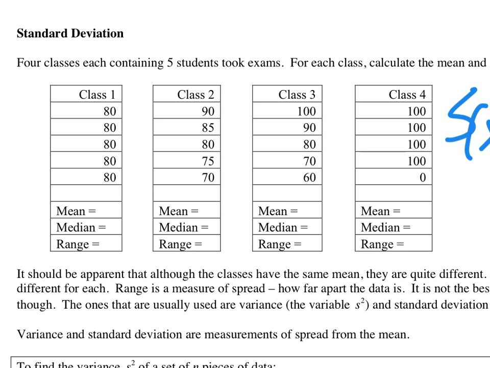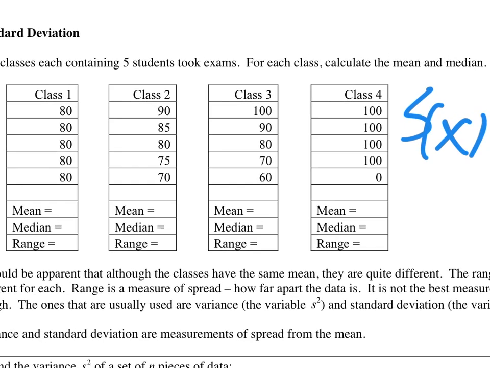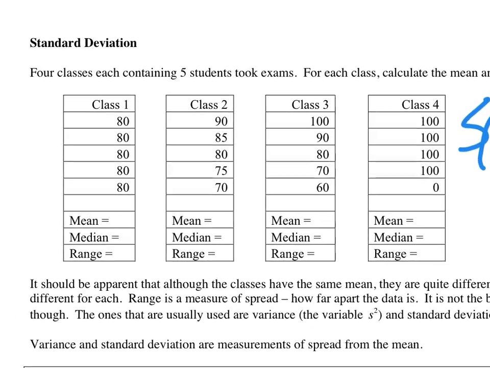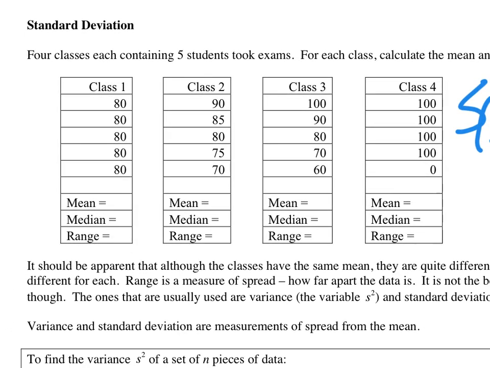So, quickly, make a list 1, 2, 3, 4. Where's the 5th one at? I don't see 5 classes. I see 4 classes. I'm sorry. Let's read it right. It helps to read the directions. 4 classes, each containing 5 students, took exams. Well, I did say there was 5 in each class. So there's 4 classes. So I just need the mean, the median, and the range of each of these classes. I'll let you tell me when somebody has the 3 numbers for class 1.